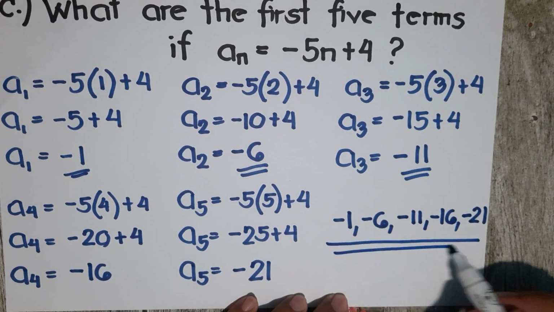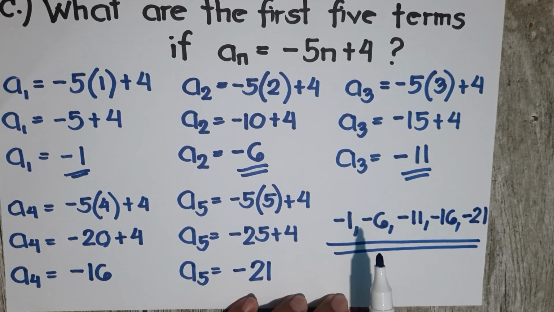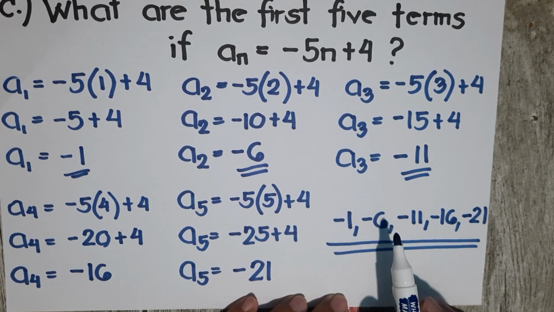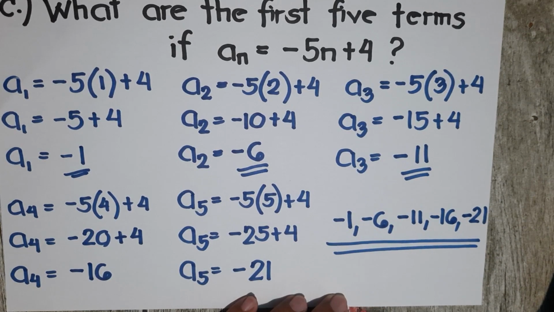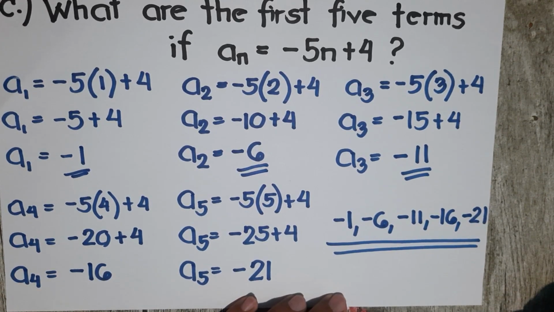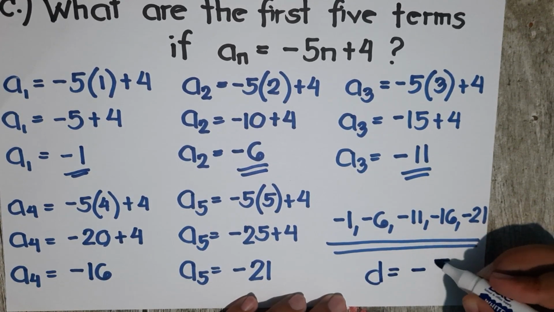Now, if you look at our arithmetic sequence, from negative 1 to negative 6, what will you add to negative 1 to make it negative 6? Negative 5. So negative 1 plus negative 5, negative 6. Negative 6 plus negative 5, negative 11. Negative 11 plus negative 5, negative 16. Negative 16 plus negative 5 is negative 21. So which means our common difference is negative 5.